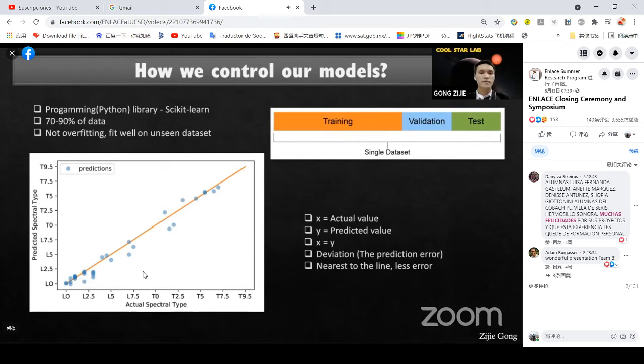We can see this graph here on the left, where the x-axis is the actual spectral type, the y-axis is the predicted spectral type, and the points are predictions. The diagonal line represents perfect predictions. Therefore, the closer the points are to the line, the more accurate the prediction is. Furthermore, my teammate will talk about the results that we obtained.